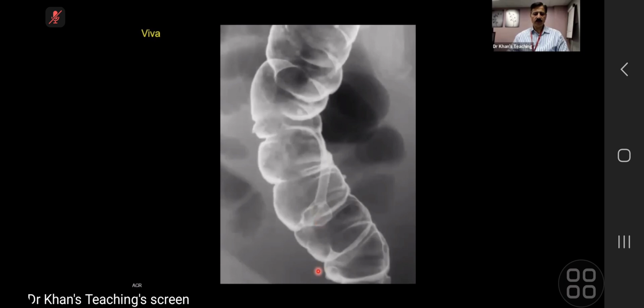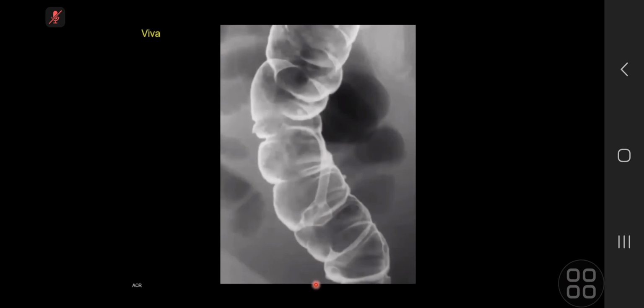These kind of polyps are benign. However, the sessile one is malignant. Okay, good.